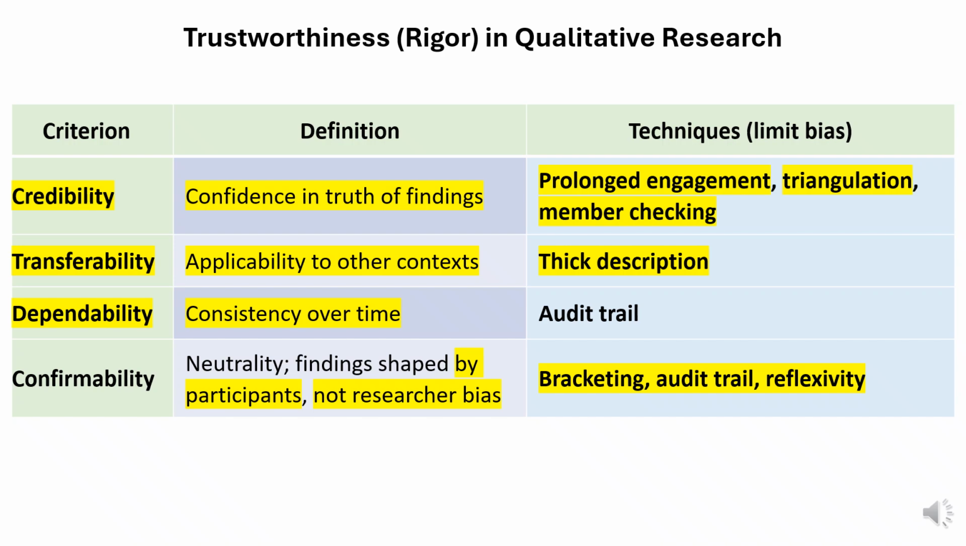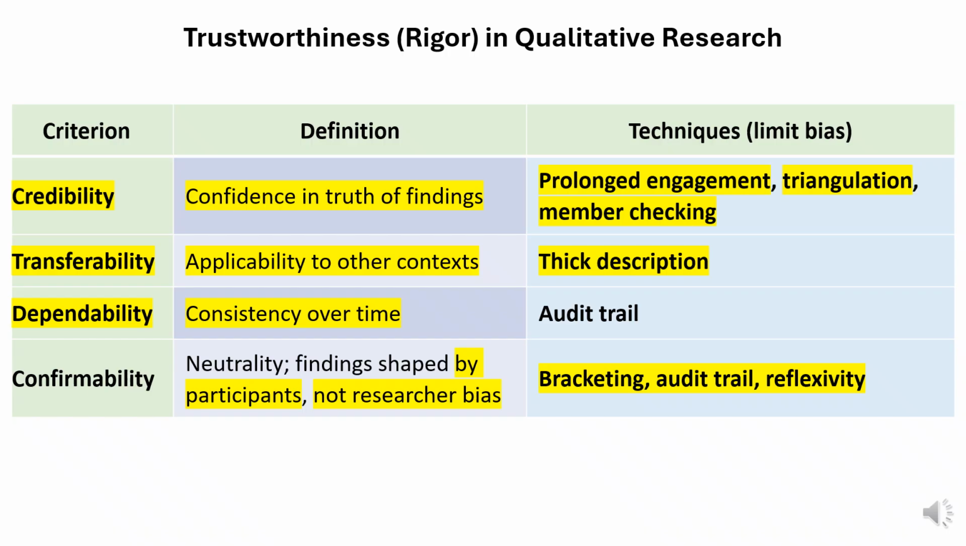Transferability refers to the applicability of findings to other contexts or settings. Since qualitative studies often focus on specific cases, researchers enhance transferability by providing thick description, rich, detailed accounts of the context, participants, and processes, allowing readers to judge how well the findings might transfer elsewhere.